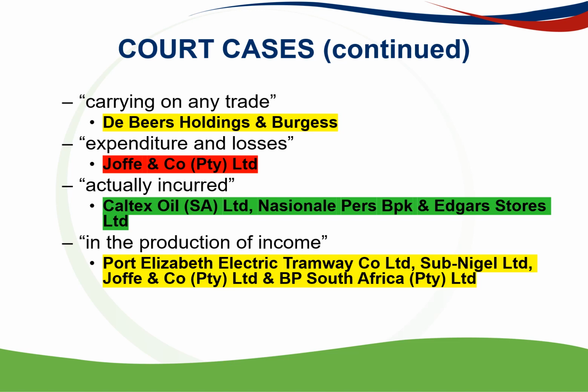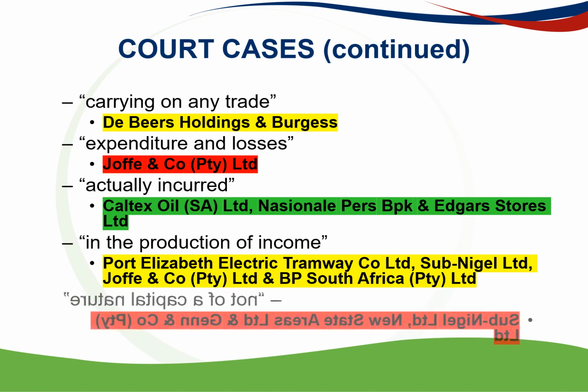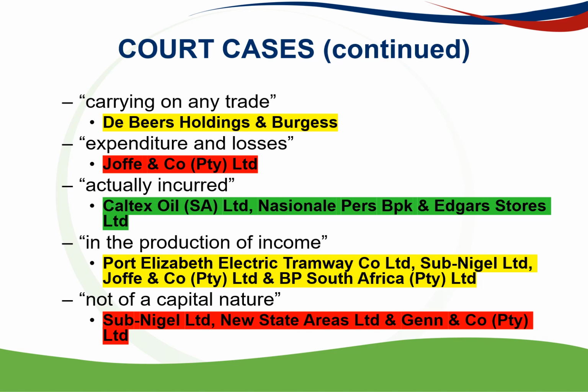And then in the BP South Africa case, the principle that was established in the PE Electric Tramways case, that the purpose of the expenditure must be looked at to determine whether such expenditure produces income, is confirmed. And the last one, not of a capital nature. Now, it was said in Sub Nigel that it is impossible to give a definition of what is expenditure of a non-capital nature, which will act as a touchstone in deciding all possible cases.